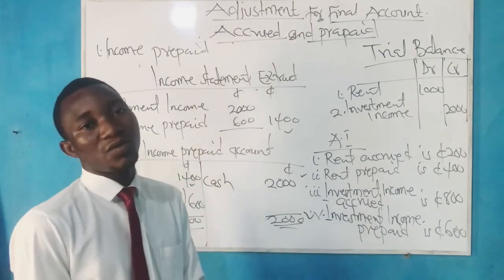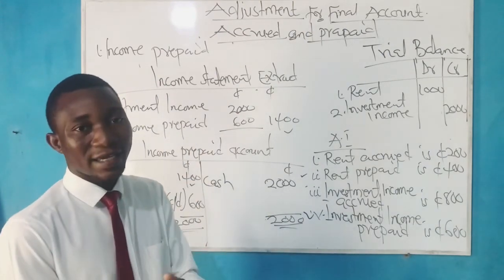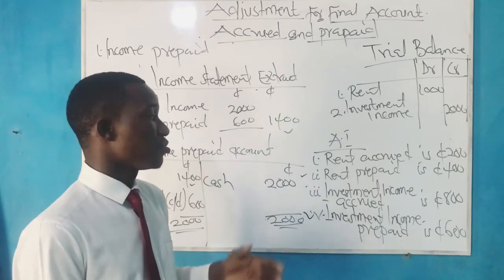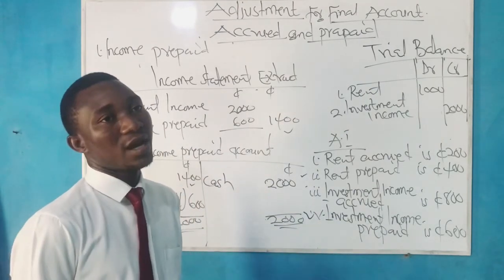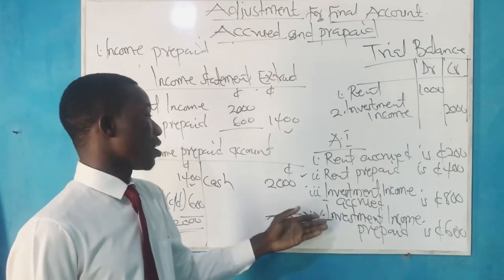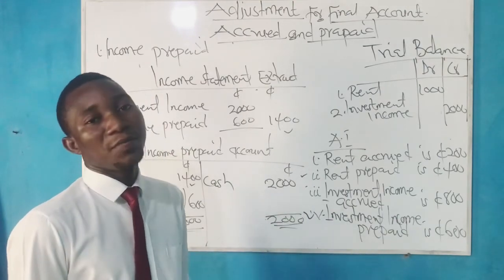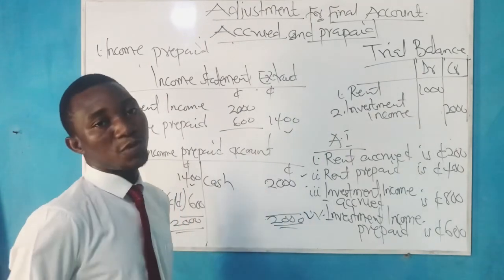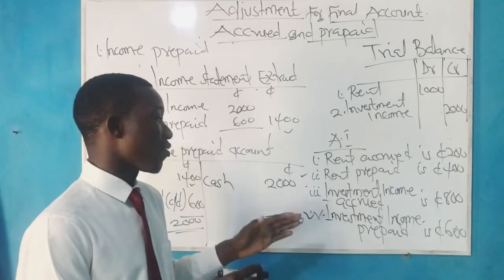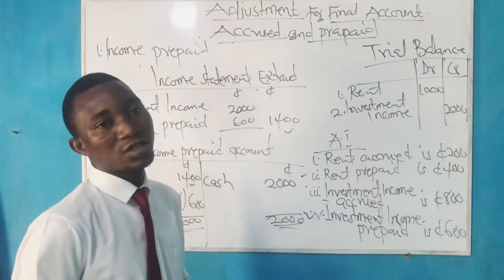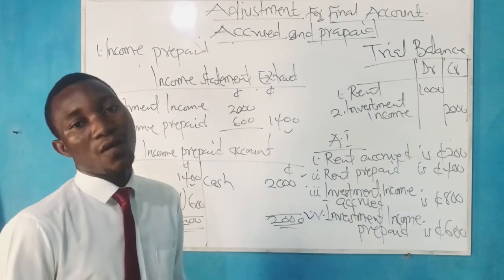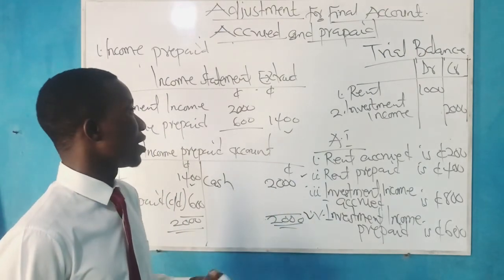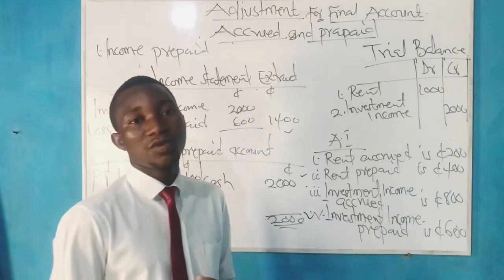Is that okay? And anytime there is an investment income accrued, or anytime there is an income owing or due, the treatment is that we add it to our gross profit. We add it to other income to a gross profit. After that, what we do is that we also add it to our current asset. Is that okay? And anytime there is an income prepaid, we less it from gross profit, then we add it to our current liabilities, okay?